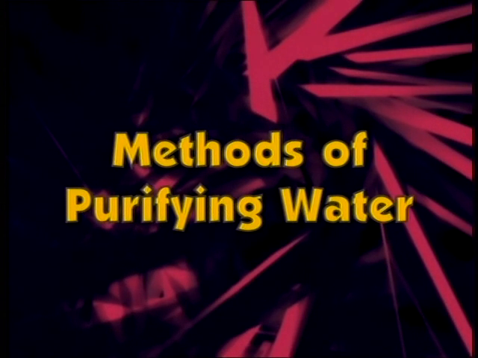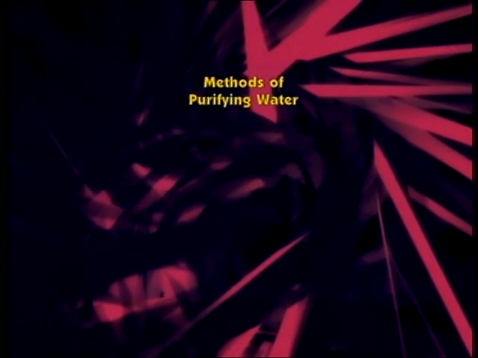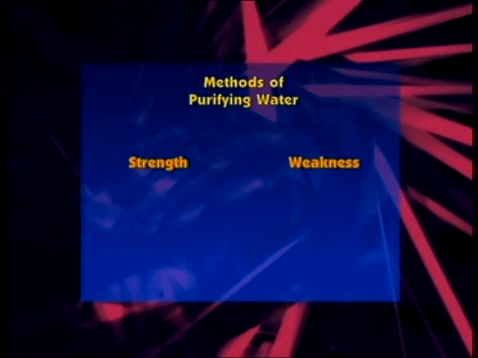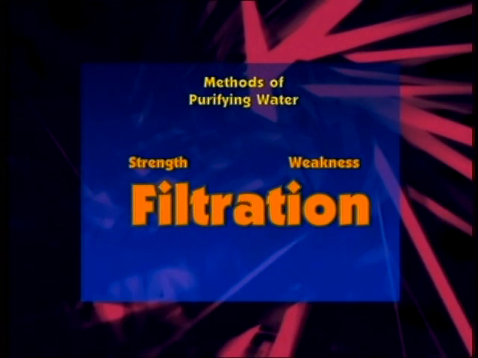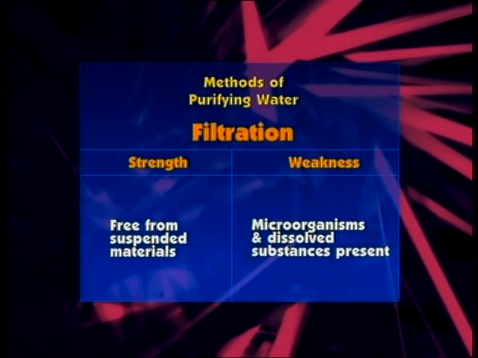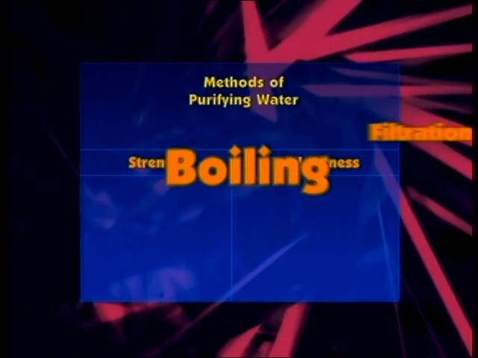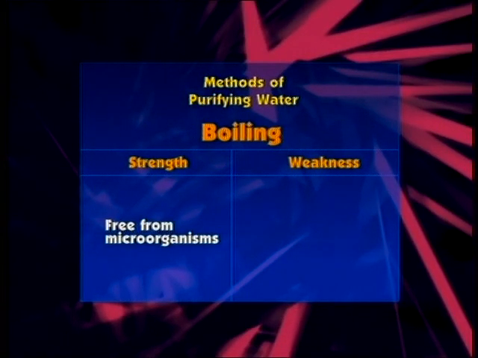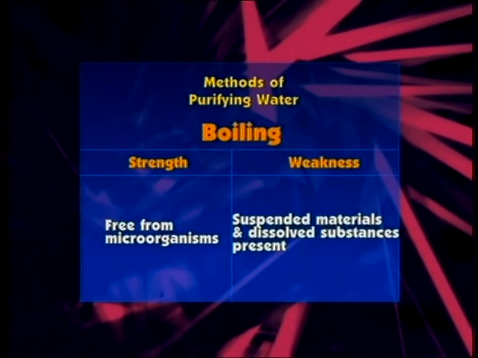Let's summarize the conclusions that we've gathered from the experiments on the methods of purifying water into a simple table. First, let's look at filtration. Strength. Water from filtration is free from suspended materials. Weakness. Water from filtration has microorganisms and dissolved substances. Next, boiling. Water from boiling is free from microorganisms. Water from boiling has suspended materials and dissolved substances.